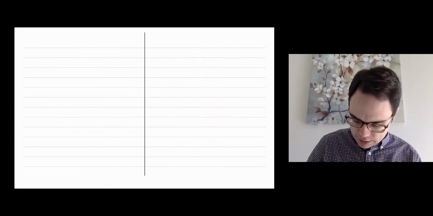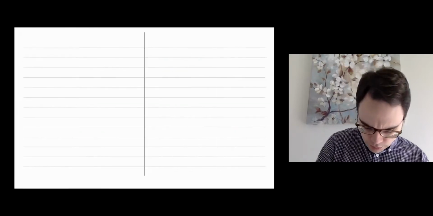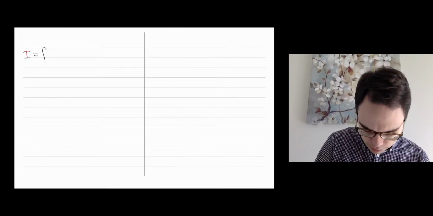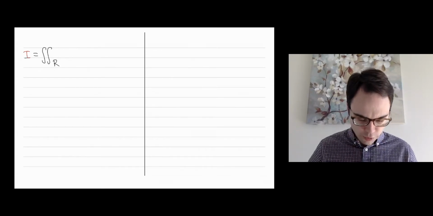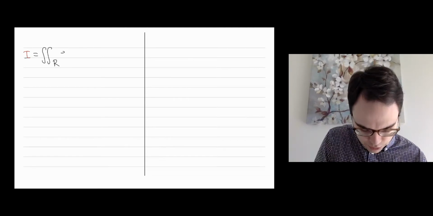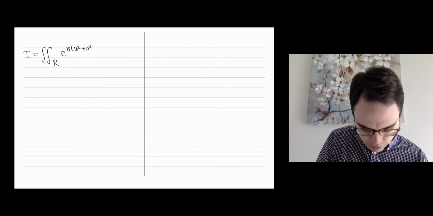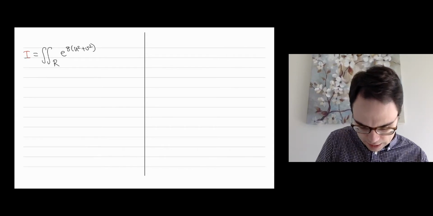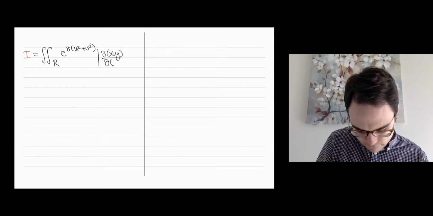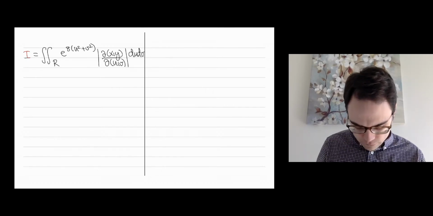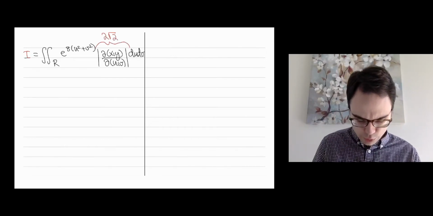Okay, so the integral we had, let me give that integral a name. I'll call it I for integral. So the integral we're supposed to compute, the double integral, can be evaluated in terms of the variables u and v as a double integral over R, this unit circle in the uv plane. And then we're integrating e to the 8 times u squared plus v squared, multiplied by the absolute value of the Jacobian determinant, times du dv. Now this Jacobian determinant is 2 root 2, so its absolute value is also 2 times root 2.